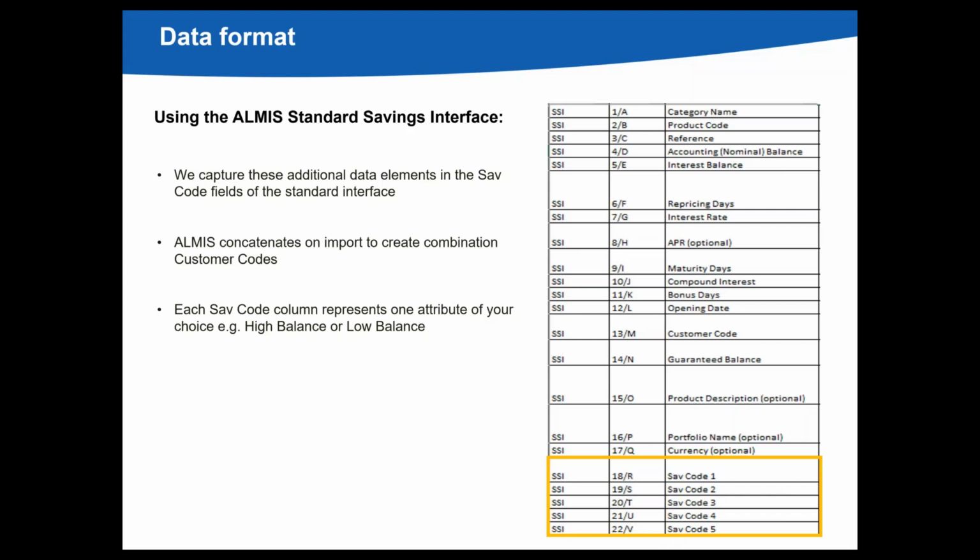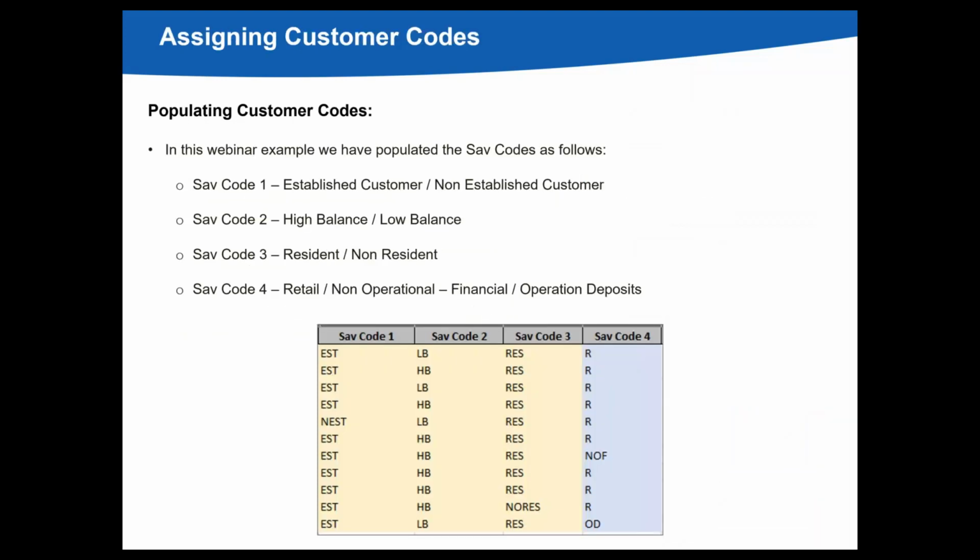What Almis will do at import is concatenate the specified fields that you've populated and create customer codes, which we can then use in the system and assign risk weightings and countries, etc., which I'll cover in a later slide. It's important to note that we don't need to use all of these columns. We can use just customer code and just SAV code 1. In this example, I've used the first 4.